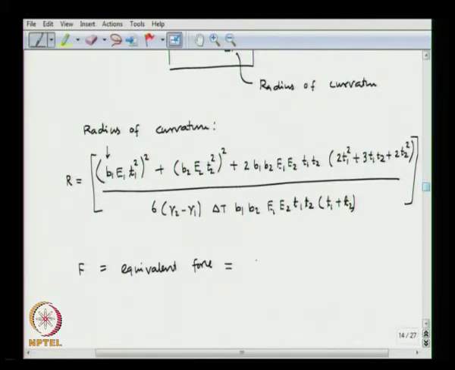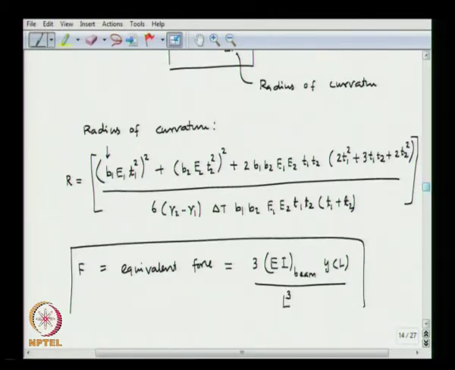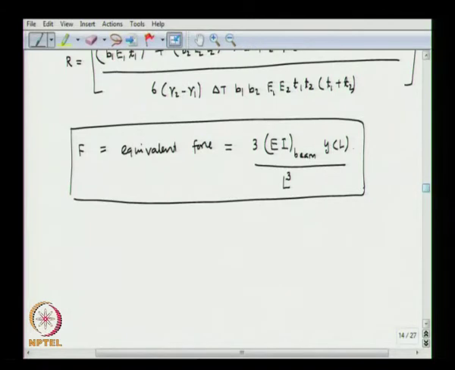So that can be written as 3 into EI of the beam, the composite beam, into YL, the deflection at y equal to L, divided by L cube. Okay. So that would be the equivalent force which can create the same deflection at the tip.